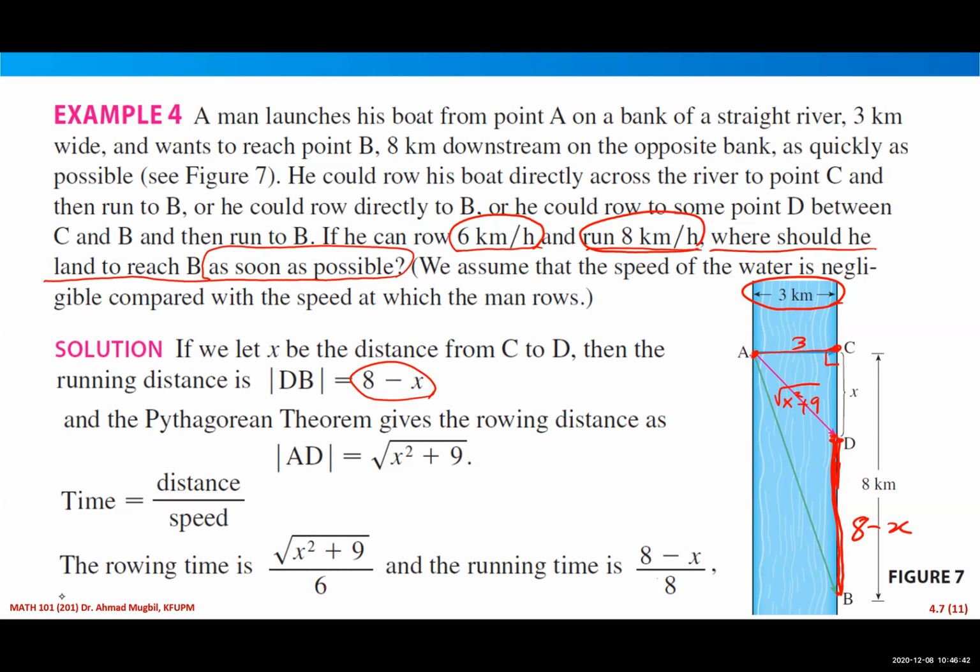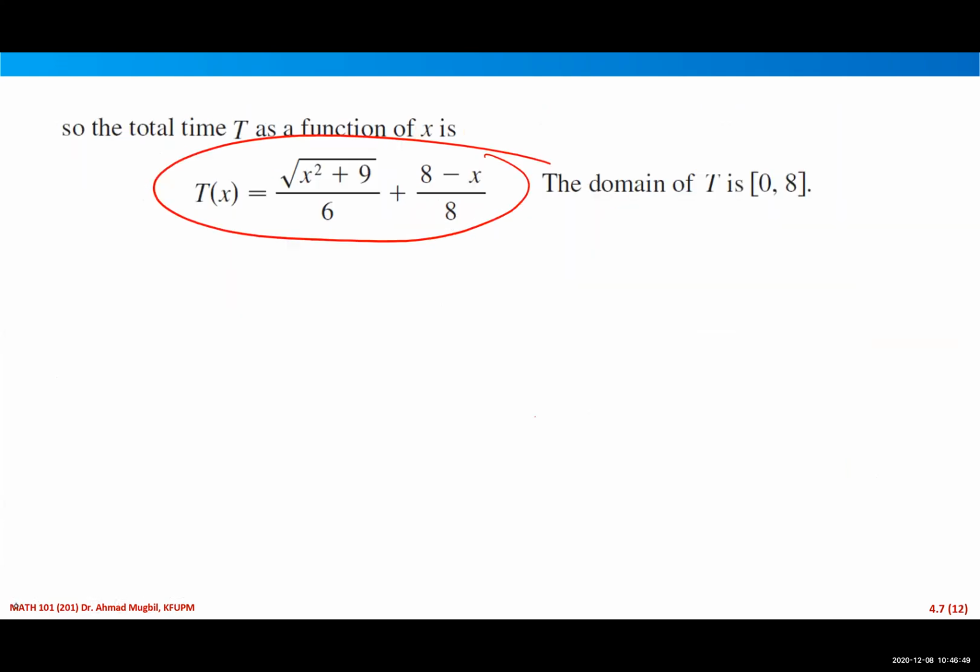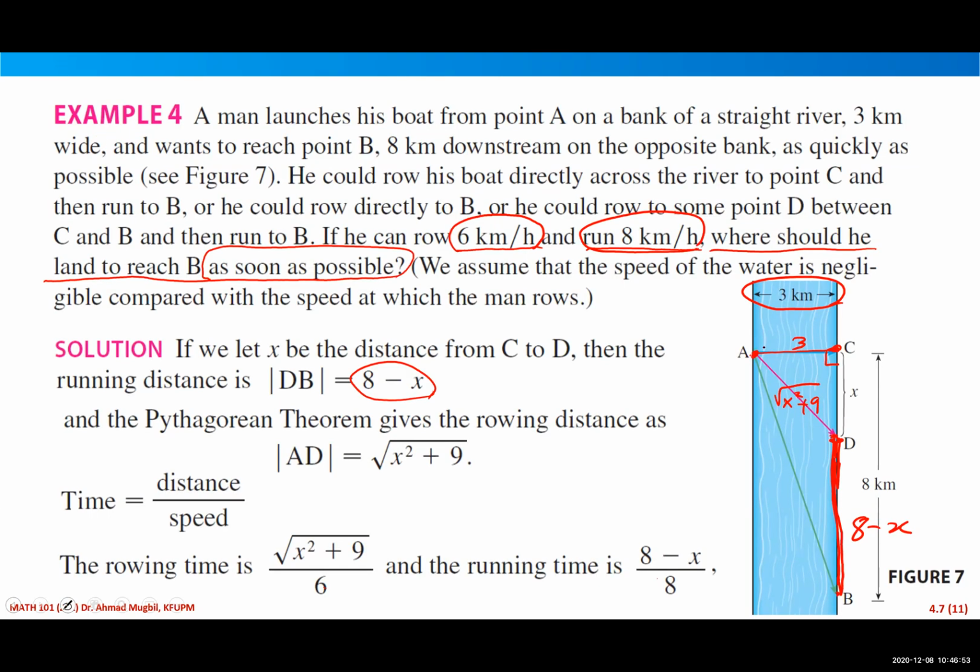Now, if you have this function, Shabab, you have everything. Just apply the derivative, find the derivative. Why is the domain 0 to 8? Because if he didn't run, he's just rowing from here to here. In this case, x is 0. And if he just crossed the river and then ran, x in this case is 8. So x is between 0 and 8. I think I explained it here.